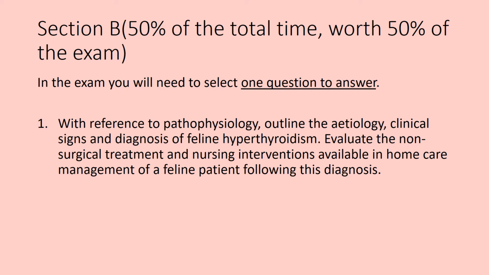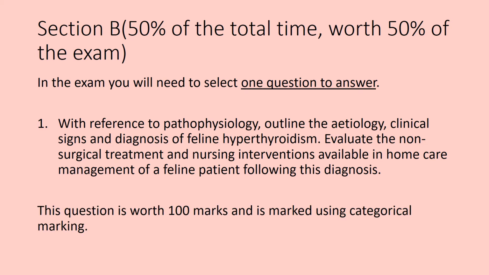So we're expecting to see a discussion of etiology, clinical signs and diagnosis, and your specific patient is feline hypothyroid, and we're looking specifically at non-surgical treatment. So that should be your emphasis, with discussion of nursing interventions, and we're thinking about home care management. So please remember not to include, or we wouldn't expect to see, anything around intensive nursing processes or treatments that can only be provided within the clinical setting. This question is worth 100 marks, and once again this is being marked using categorical marking.